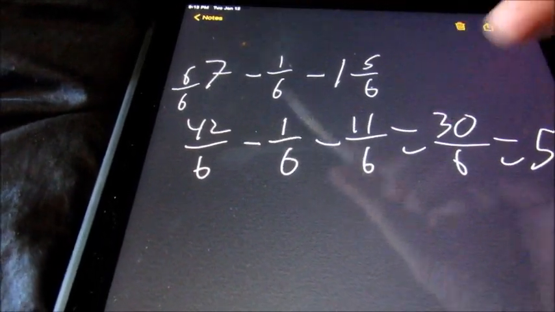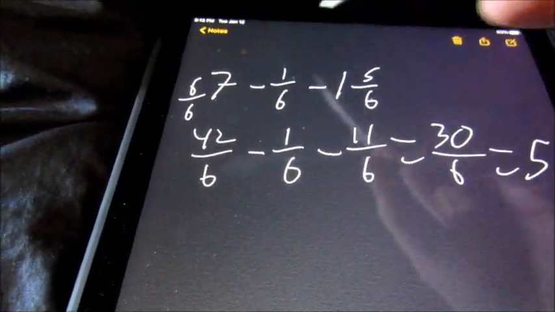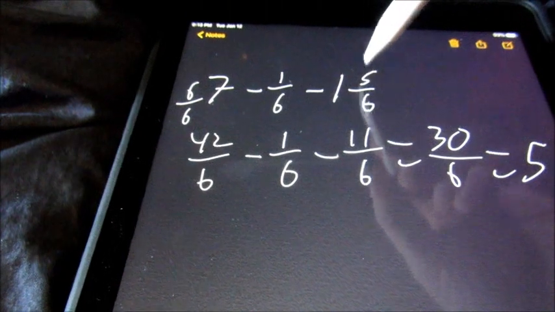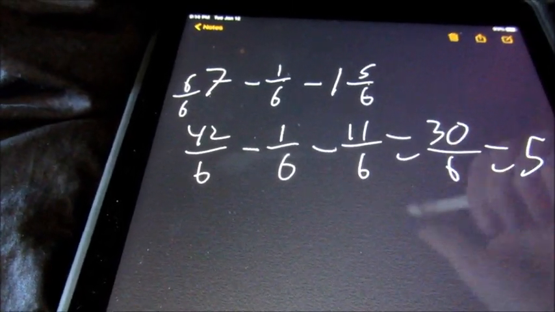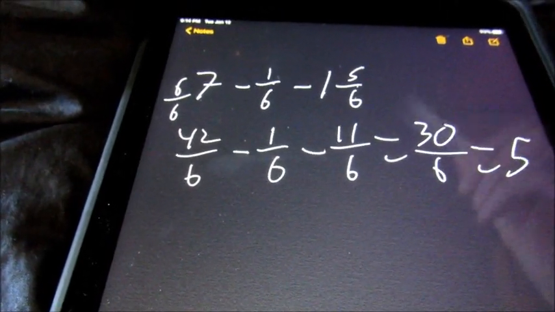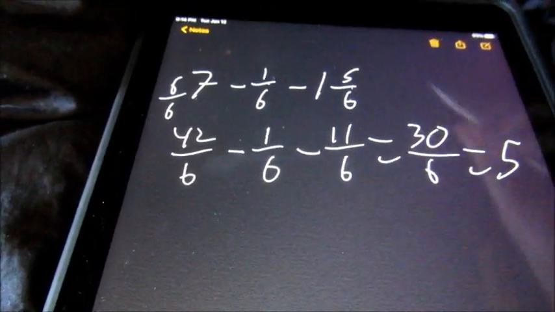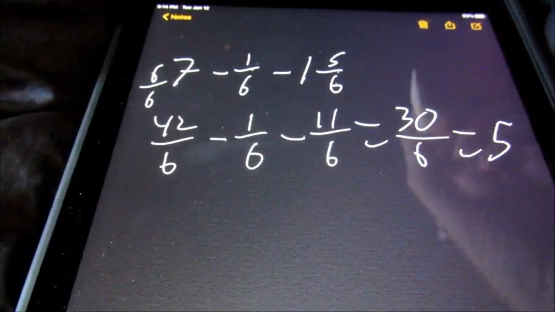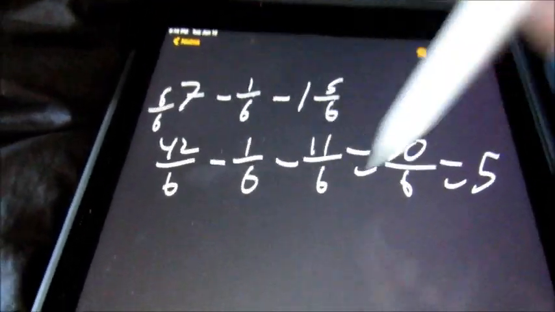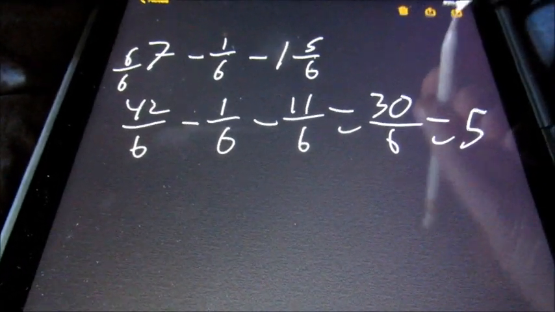You could do 7 minus 1 is 6, and then you'd have negative 5/6 minus 1/6, which would be negative 1, and then you'd have 6 minus 1 equals 5. If that sounded confusing to you, just go ahead and do it the first way I did it.